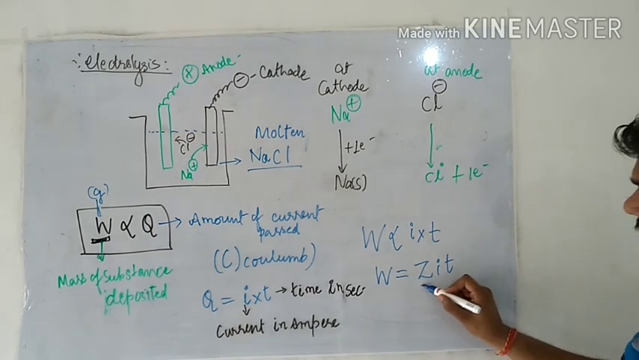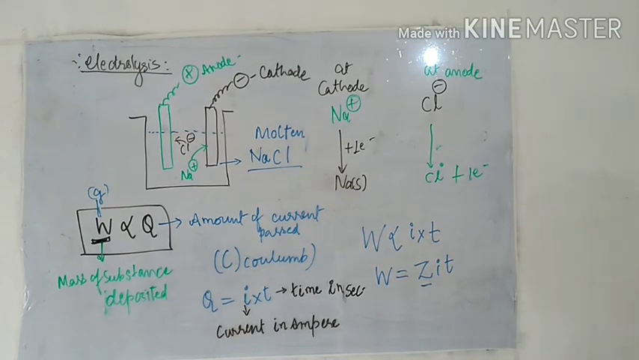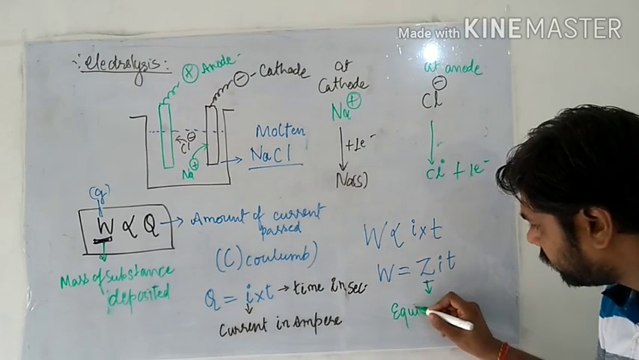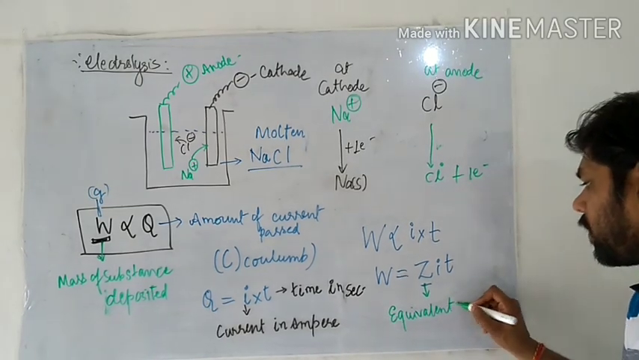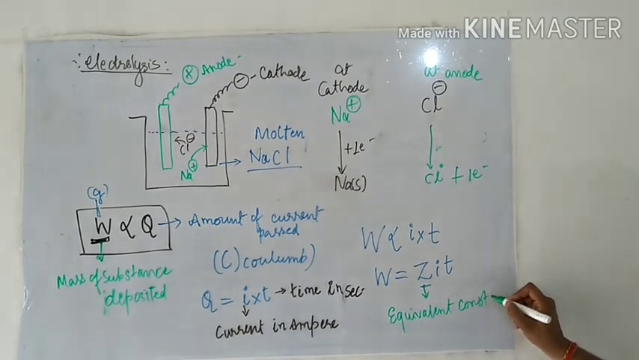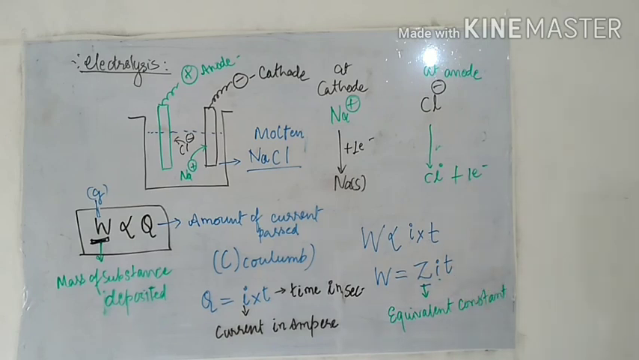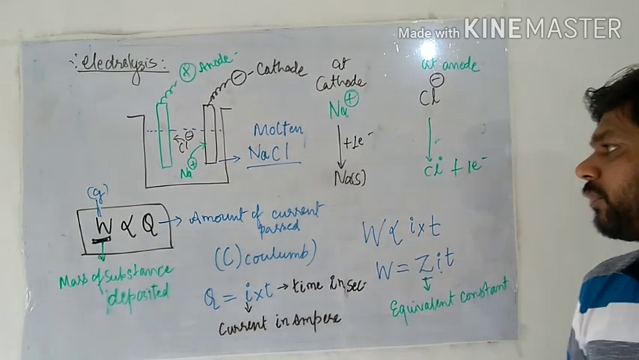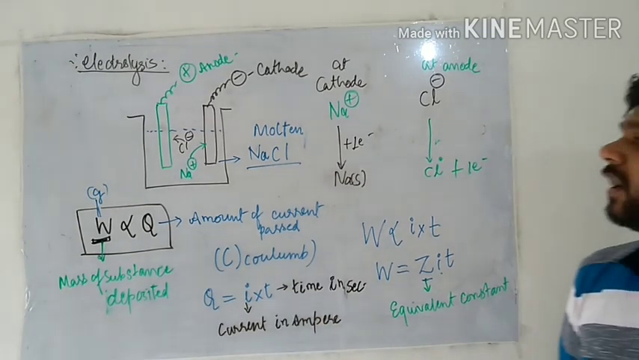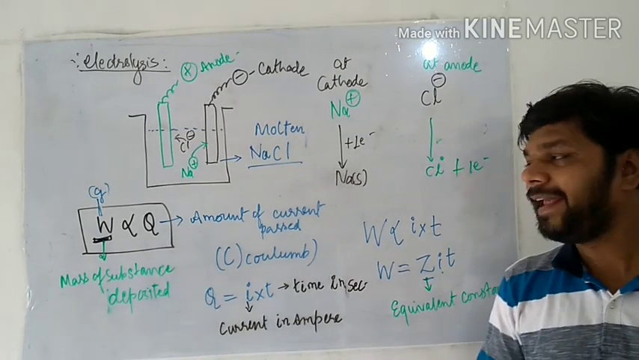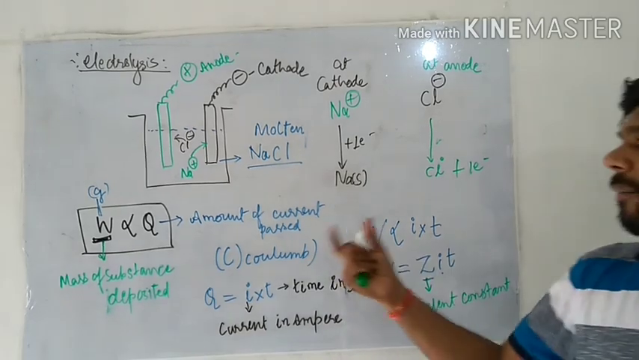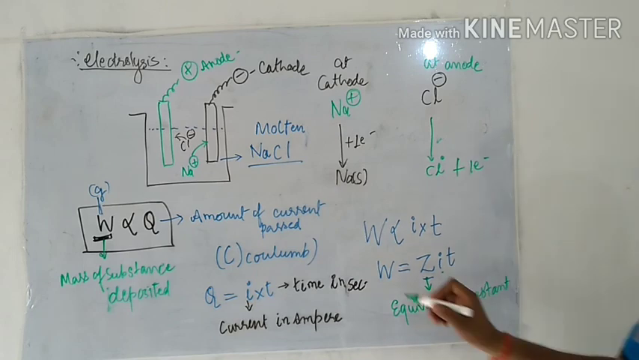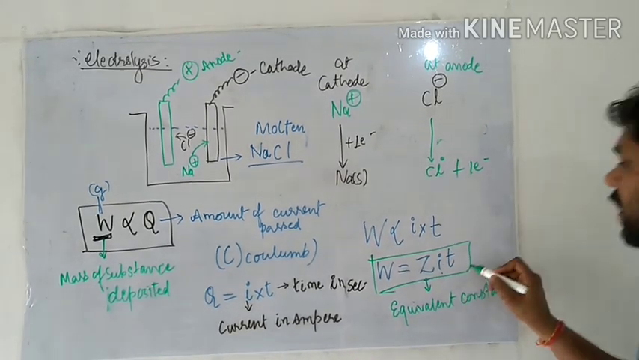Z is called the equivalent constant. I is the current in ampere, T is time in second, and I into T is equal to Q. So the mass of substance deposited on any electrode is directly proportional to the amount of current passed through it. That is called Faraday's first law, and the formula is W is equal to ZIT.